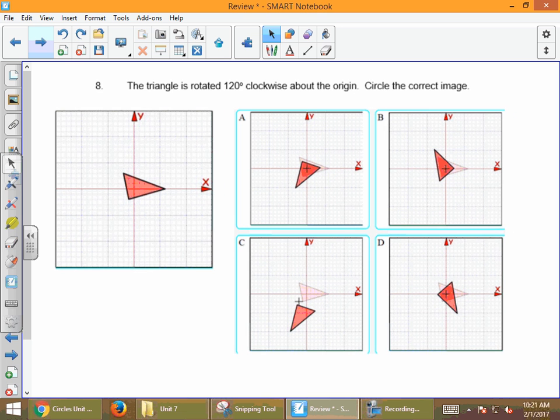All right. Okay, here we go. The triangles rotate 120 degrees clockwise about the origin. Whoa, pump the brakes. Got two things going on here I don't like. First one being what? What do I like about this question?